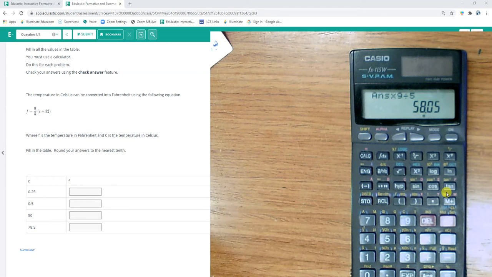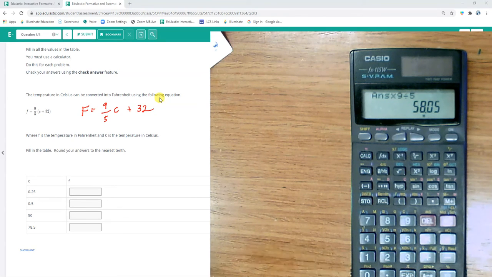What I'm doing wrong is I have the wrong equation right here. This equation, I have it written down incorrectly in Edulastic. I will need to fix that. The correct equation is this. It should be F equals 9/5 C plus 32. There we go. Does that make sense? Yes.